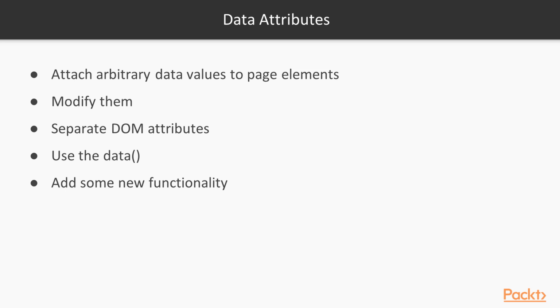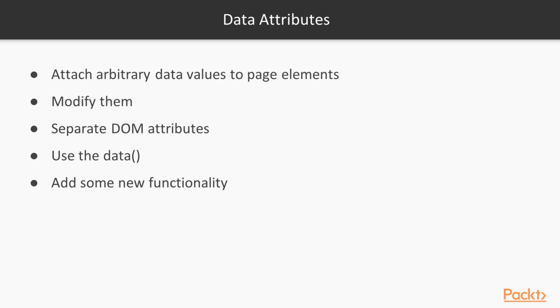HTML5 data attributes allow us to attach arbitrary data values to page elements. Our jQuery code can then use these values, as well as modify them. The reason for using data attributes is so that we can separate DOM attributes that control how they're displayed and how they behave, from data that are specific to our application.